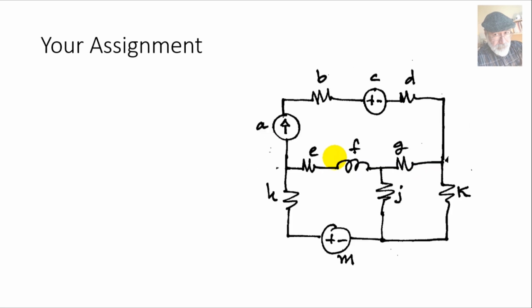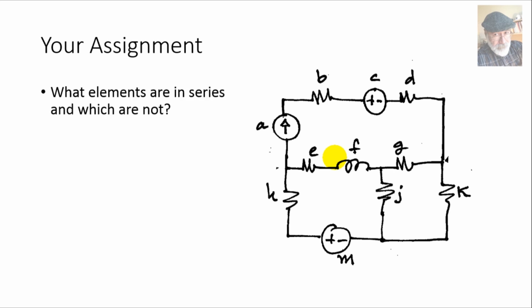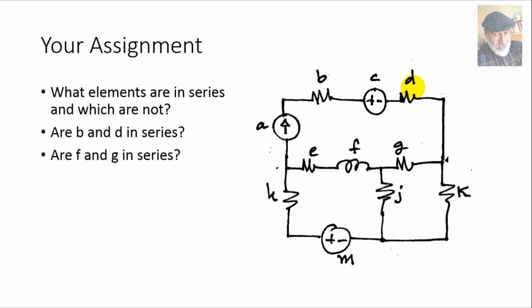Now your assignment. In this simple circuit, I want you to tell me what elements are in series and which ones are not. B and D, this B and this D, are they in series? Those 2 resistors? They are in the same branch, so they are in series, right? What about F and G? F and G, are they in series? No, they are in different branches, so they are not in series. F and G are not in series.